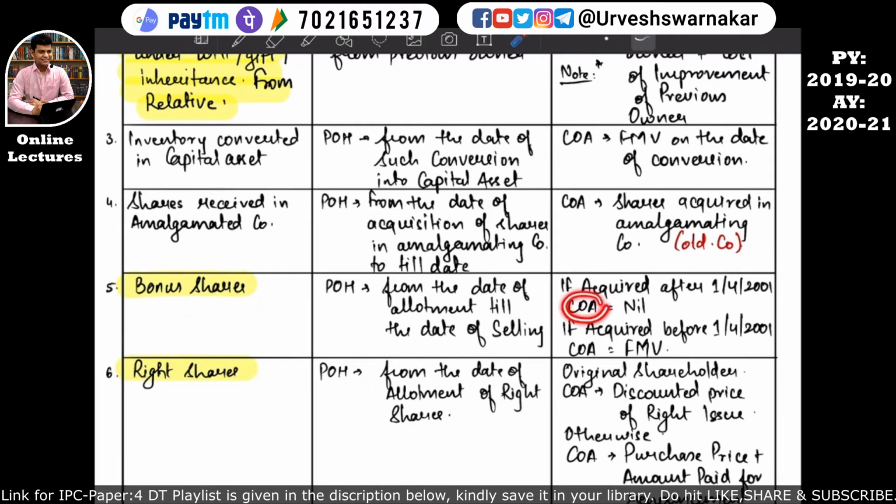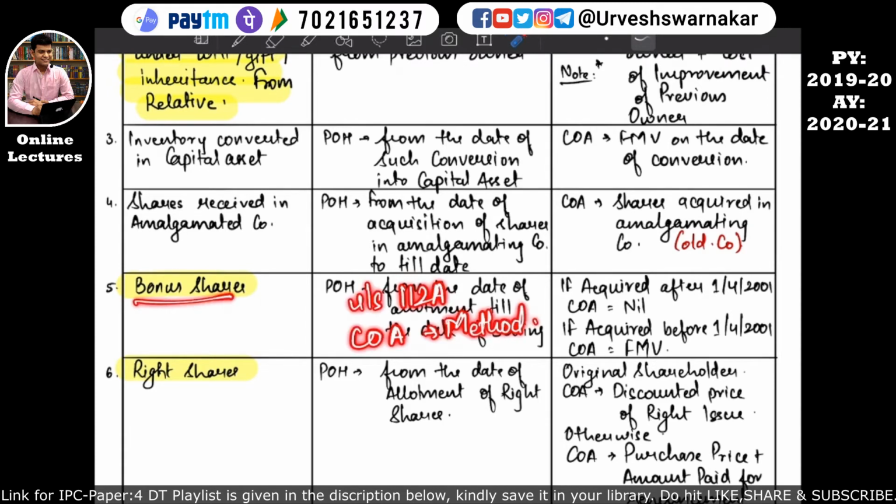How to calculate the cost of acquisition? Okay, so it is given over here. If the bonus shares are acquired, that means the company has given these bonus shares after 1st April 2001, then the cost of acquisition of this bonus share will be nil. Okay, but if this bonus share is given by a listed company, then we need to follow section 112A's cost of acquisition method. I hope this is quite clear to you all.